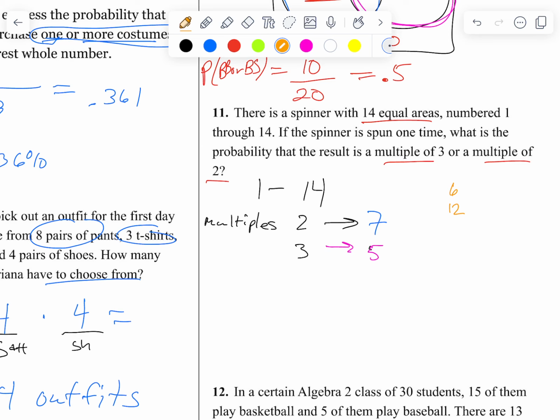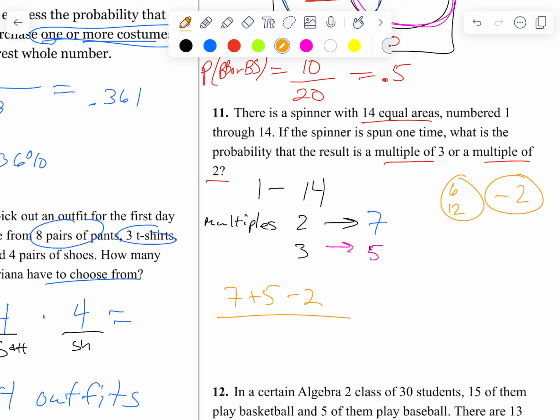And I can't count them twice. So if I look right now, it looks like I have 12 of them. But I don't actually have 12 of them. I counted 2 of them twice. So I'm going to subtract 2 off of what I have as a total. So really, it's 7 plus 5.